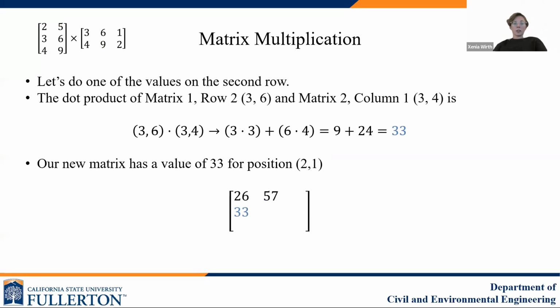Let's do one of the values on the second row so we can continue to develop the pattern. The dot product of matrix 1's row 2, which is 3, 6, by matrix 2's column 1, which is 3, 4, is going to give me the value for position 2, 1 in my new matrix. Row 2, column 1. So the dot product of row 2, 3, 6, and column 1, 3, 4, is 3 times 3 plus 6 times 4, which is 9 plus 24 equals 33.